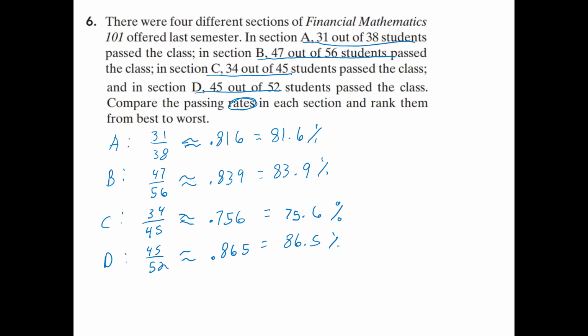Okay, so compare the passing rates in each section and rank them from best to worst. So you can see that D has the best. And then from 86, we go down to B, which is 83.9. And then from 83.9, we go on to A, which has 81.8, I'm sorry, 81.6%. And then to C, which has 75.6%.